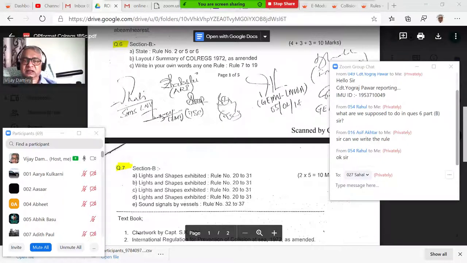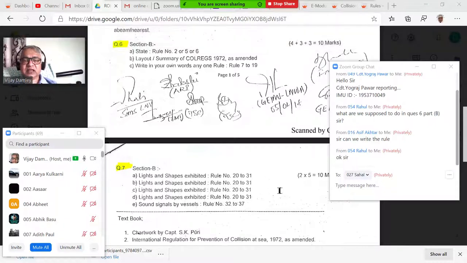Then coming back to this section 7. Here you have got 2 marks for each. Lights and shapes prescribed between 20 and 31, and finally sound signals 32 to 37. That means a question will be simple like this. What lights will be displayed by a ship not under command making way through the water? You should be able to give the lights. Or a tougher variation: seen from the port side, what lights will you see? So this is about light identification.